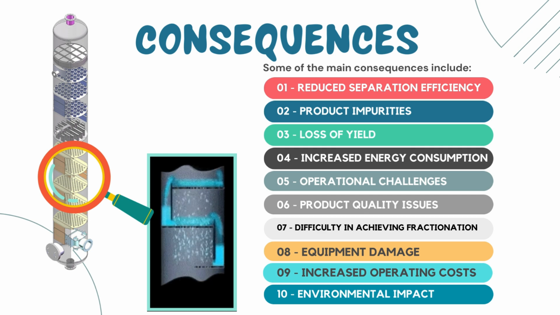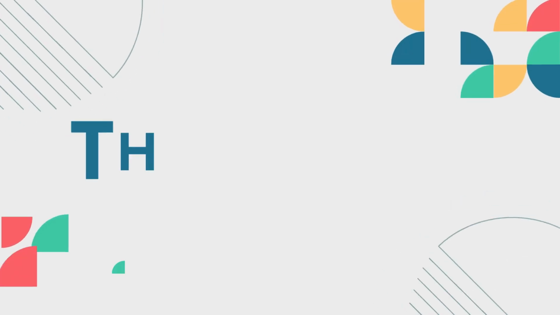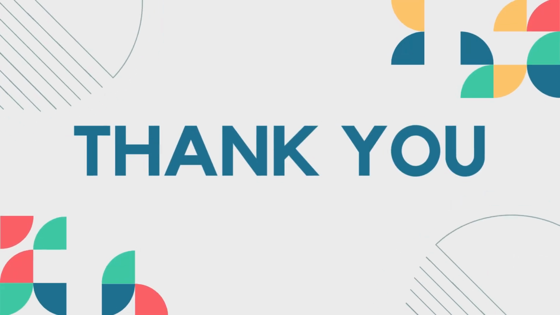Okay guys? And to mitigate these consequences, it is very crucial to identify the root cause of weeping and implement appropriate measures to prevent or minimize its occurrence. Guys, regular monitoring, maintenance, and optimization of the distillation process are the key to ensure efficient and reliable separation operations. Okay guys, so that's all for this video where we discussed the consequences of weeping in a distillation column.